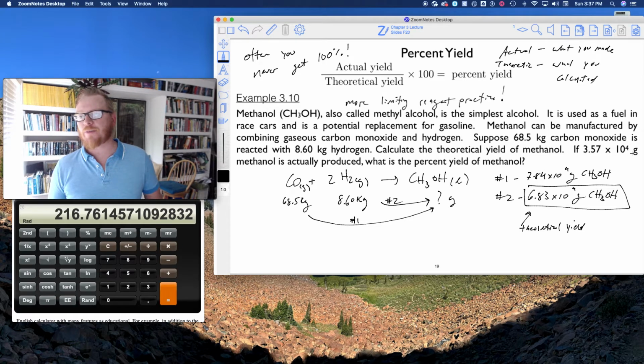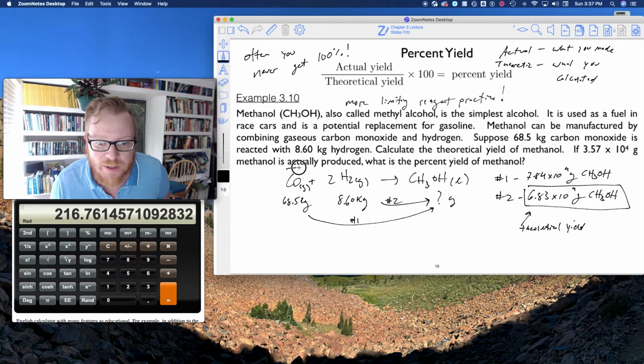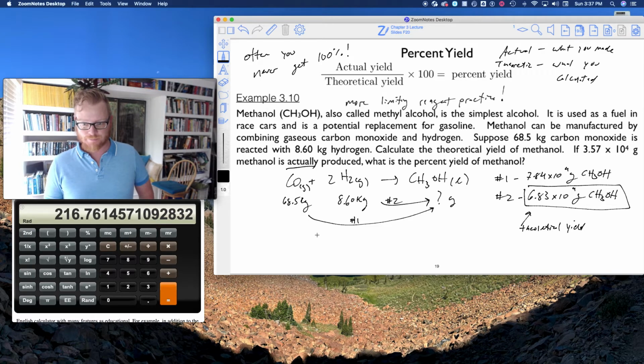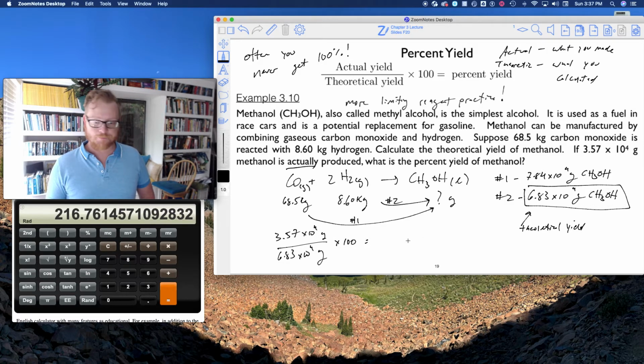We calculated it. But now look what this problem says. This problem says if 3.57 times 10 to the 4th grams of methanol is actually produced, actually being that key word, then what's the percent yield? Okay, well, actual over theoretical times 100. So it would be 3.57 times 10 to the fourth grams all over the theoretical, 6.83 times 10 to the fourth grams, times 100 to make it a percent. I get 52.3% yield.